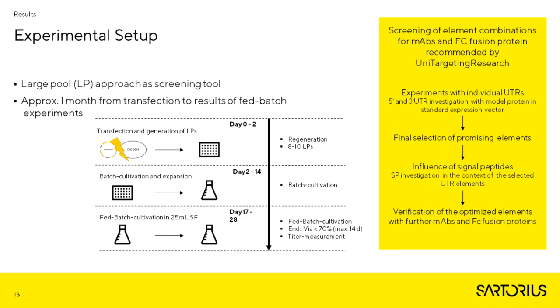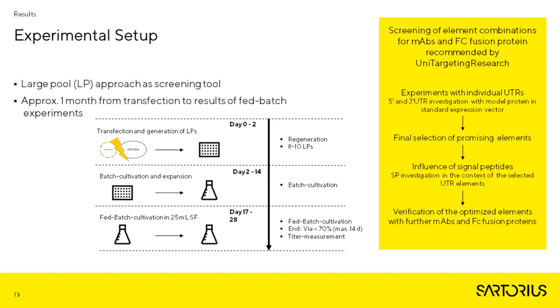So basically what we did was we contacted Unitargeting Research, and they designed for us several 5' UTRs, several 3' UTRs, and several signal peptides. I will go into the details in the next slide, but what we did then was we cloned these different genetic elements onto our then standard expression vector.